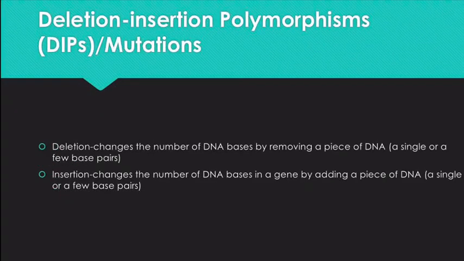There are 2 kinds of deletion-insertion polymorphisms: deletion, which changes the number of DNA bases by removing a piece of DNA that can be a single or a few base pairs long; and insertion, which changes the number of DNA bases in a gene by adding a piece of DNA that can be a single or a few base pairs long.